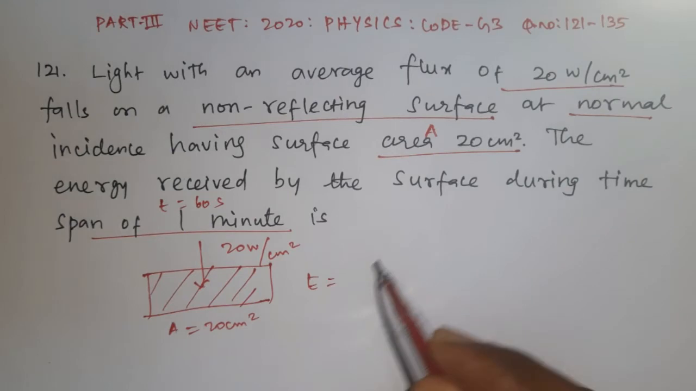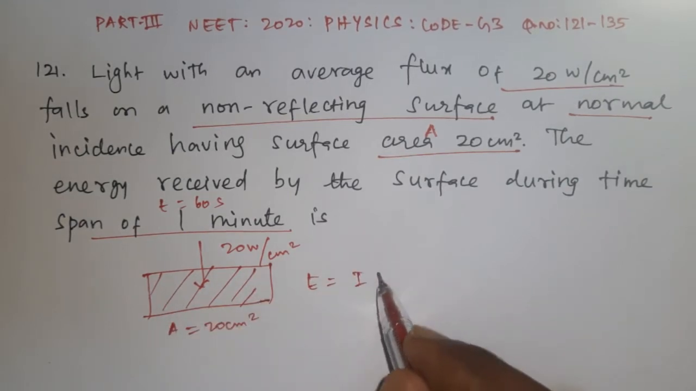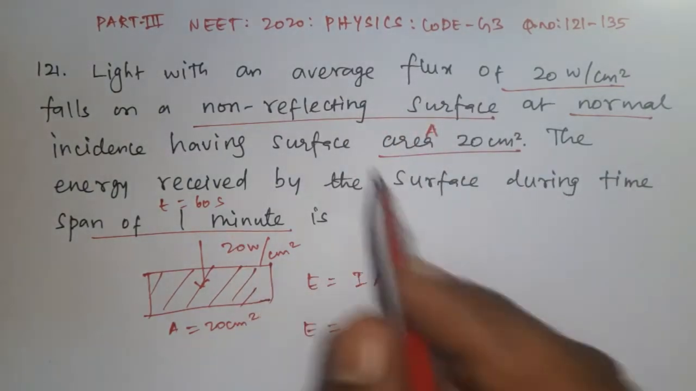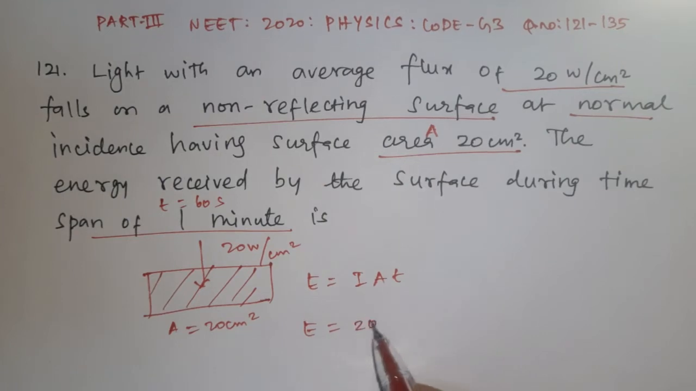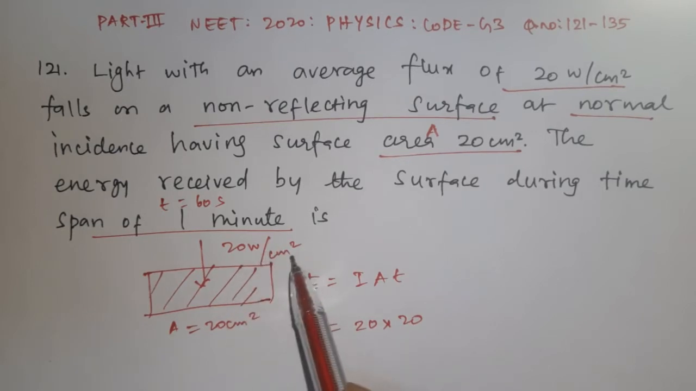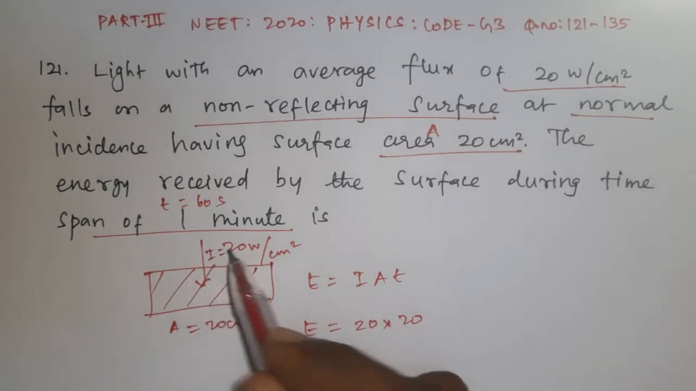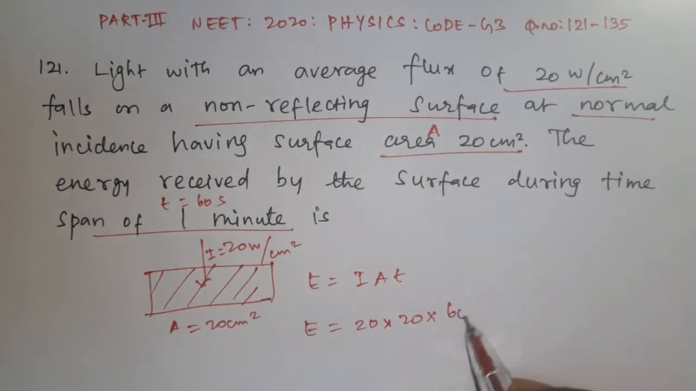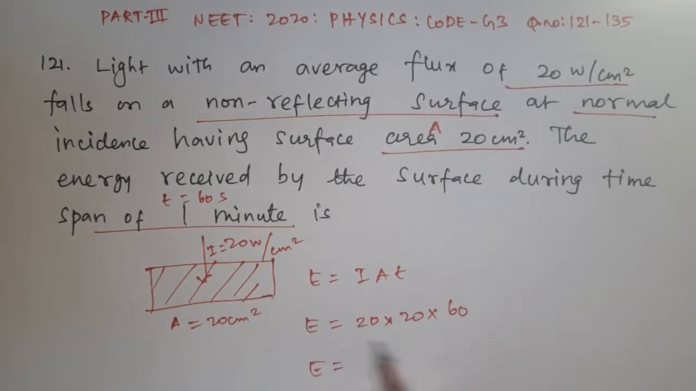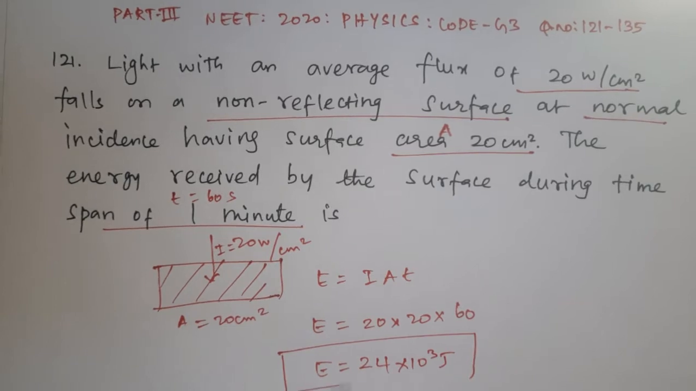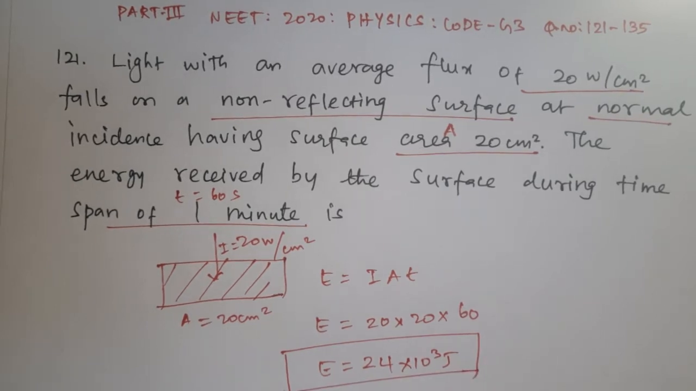Now the energy received by this surface is equal to I A into T. E is equal to I, which is nothing but the average flux, the light intensity, 20, into area, 20. Here the flux is 20 watt per centimeter square and the area is in centimeter square, so no need to convert into meter square. So you can take I as 20, A as 20, and T is 1 minute, which is 60 seconds. If you multiply these three, you will get E equal to 24 into 10 power 3 joule. This is the energy received by the surface during the span of 1 minute.